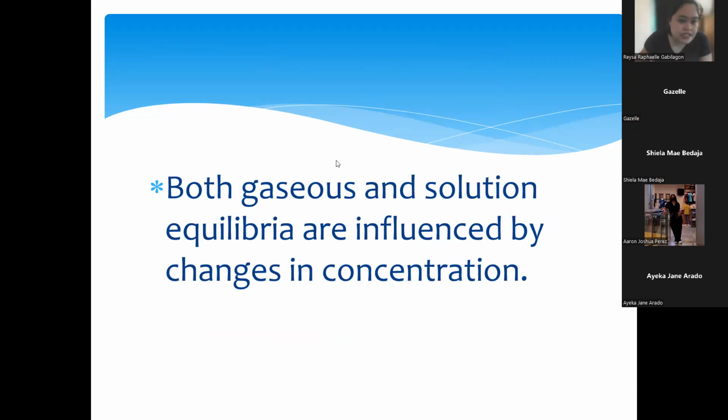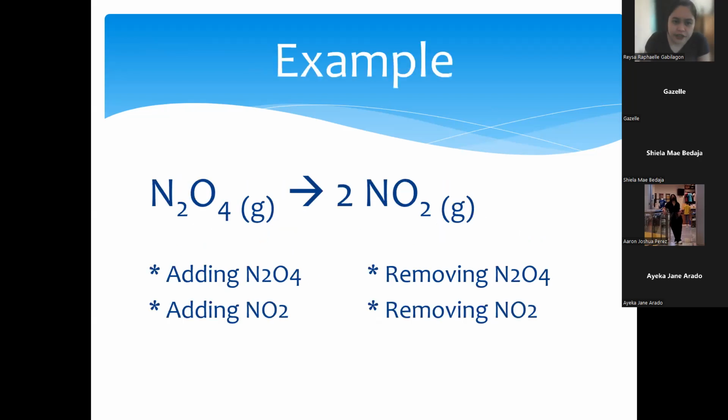Okay? Now, for the concentration, both gas, solution, or even the solids are affected here sa change in concentration. Yung pressure lang talaga ang iba kasi gas lang talaga ang maapektuhan nun. Pero this time, maapektuhan lahat. So let's have an example. Medyo marami ito, no? This is our reaction. We have dinitrogen tetroxide. Magde-decompose siya yielding 2 moles of nitrogen dioxide.